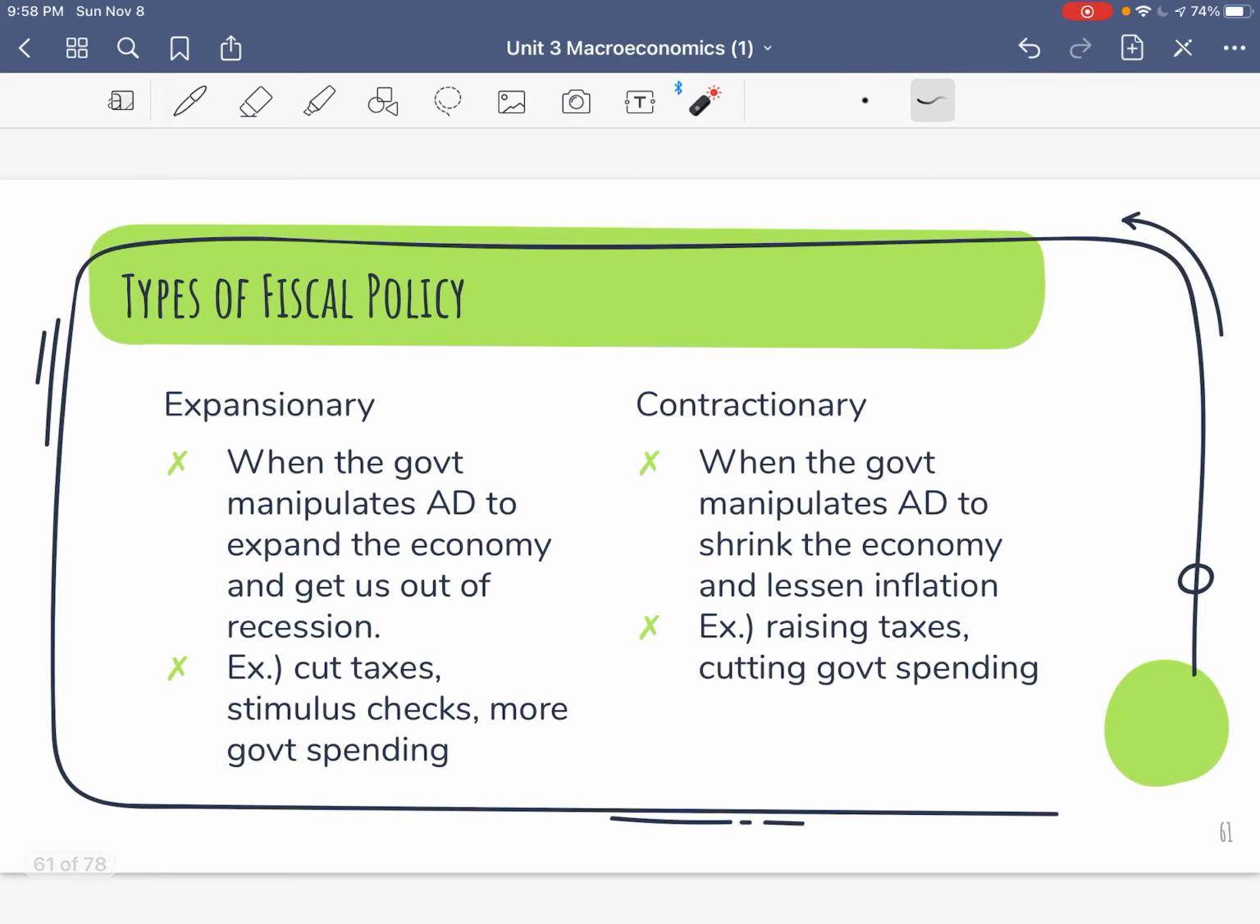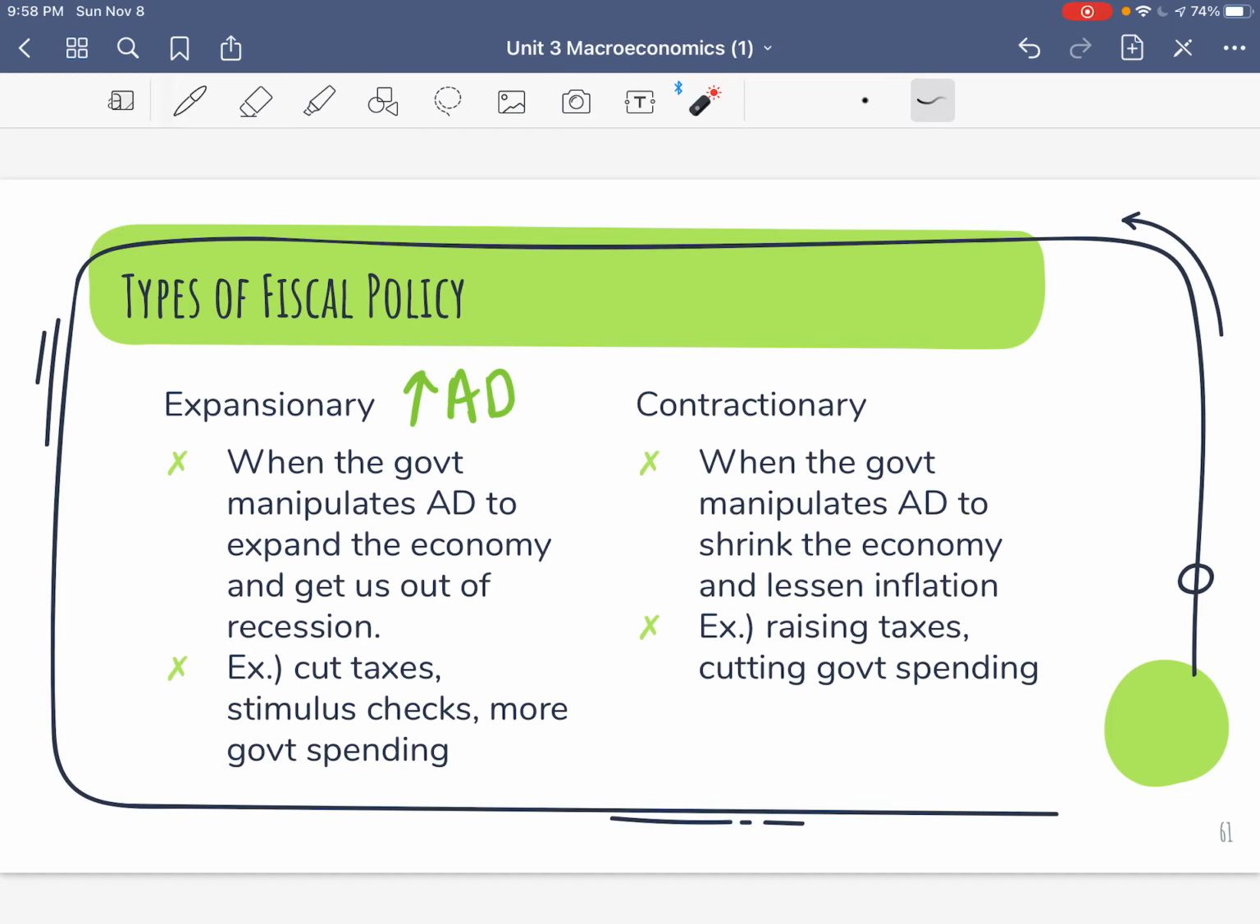So when the government is trying to expand AD, they're trying to increase AD, it's called expansionary. And that's when they want to expand the economy and make it better to get us out of recession. And here's an example. Cut taxes, put money in people's pockets with stimulus checks or Social Security or unemployment or disability, and then more government spending, okay? Creating more jobs, creating more infrastructure, things like that.